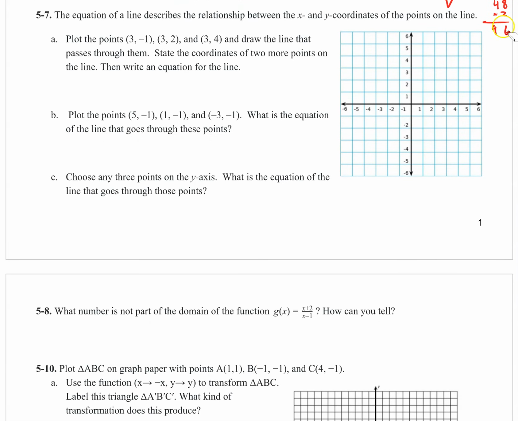5-7. The equation of a line describes the relationship between the x and the y coordinates of the points on the line. Plot the points 3, -1, 3, -2, and 3, 4. Alright, draw the line that passes through them. State the coordinates of 2 more points on the line.